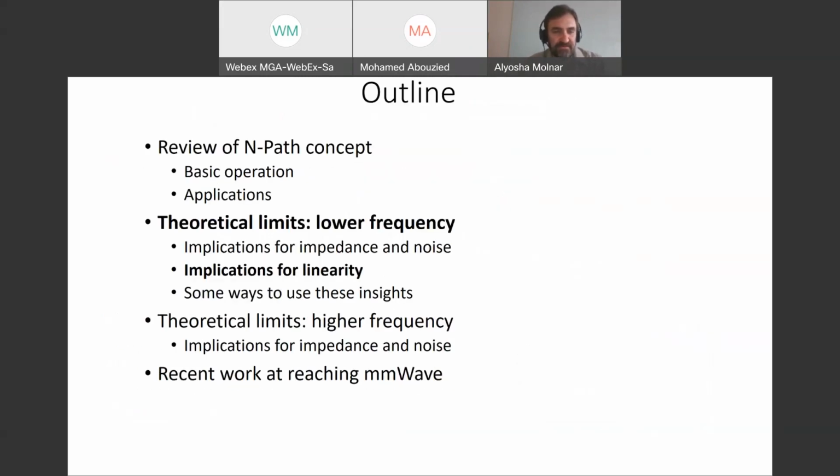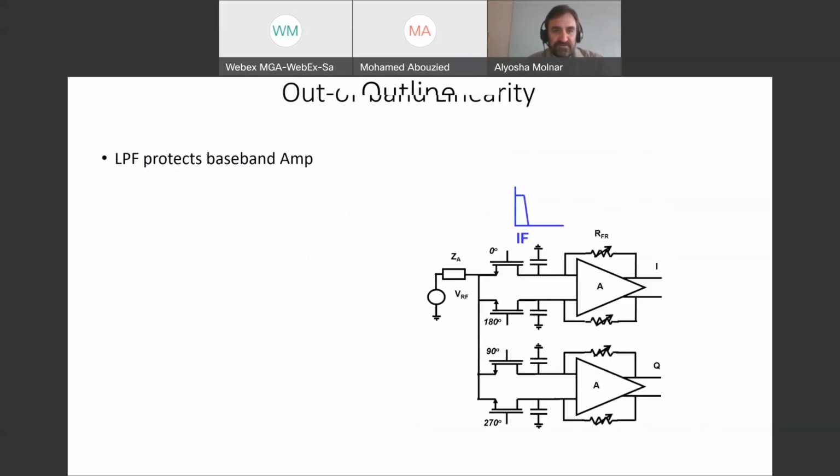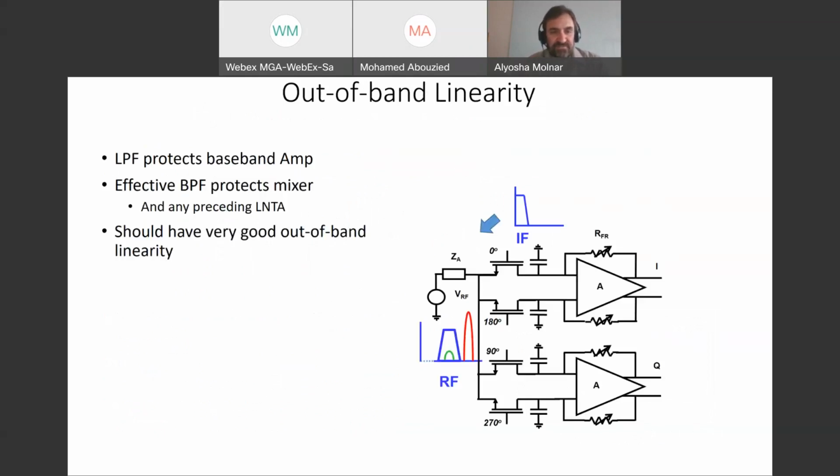Now, I want to talk a little bit about how we think about linearity in these circuits, because that's actually the big win. So why is linearity so useful in these n-path passive mixers? We know we have a low-pass filter on the baseband, and that's going to essentially protect any circuitry from out-of-band signals after the mixer. And we also know that that impedance is actually upconverted to the input of the mixer, which should therefore also protect the input to some extent.